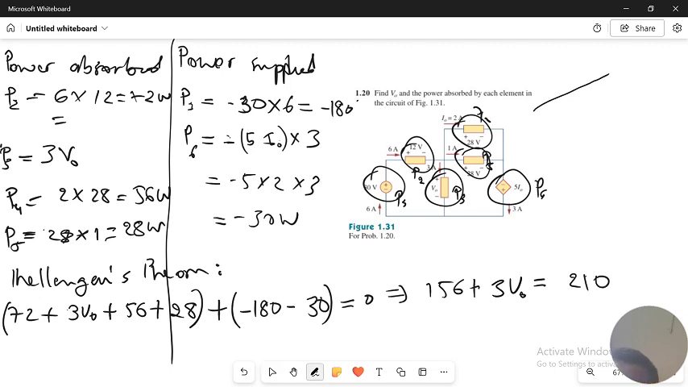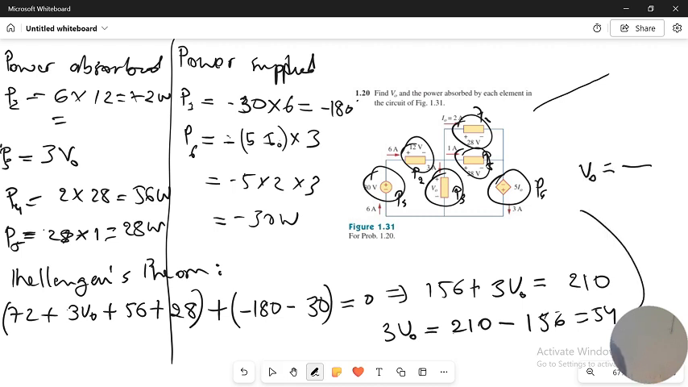So 3V0 is going to be equal to 210 minus, this value will come to this side, 156. So I will have 210 minus 156 equal to 54. That means the value of V0 is going to be 54 divided by 3. 54 divided by 3 is going to be equal to 18. V0 is going to be 18 volts, since it's voltage.